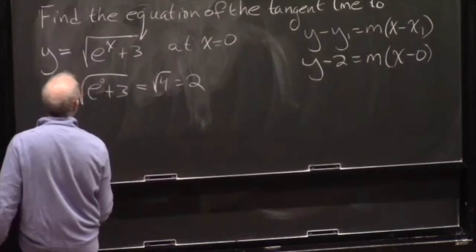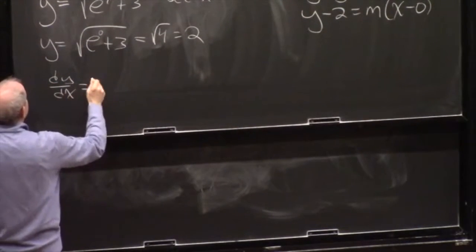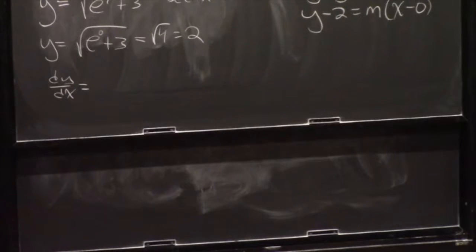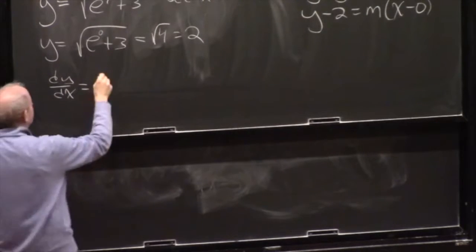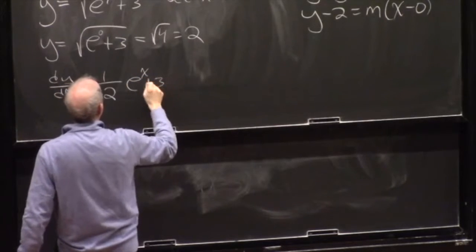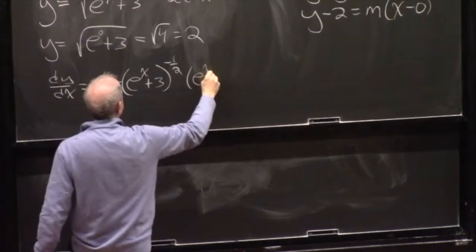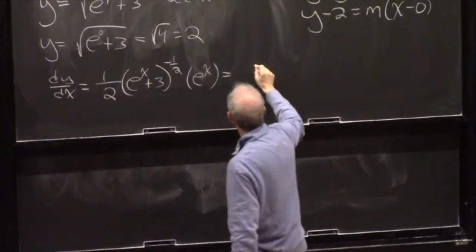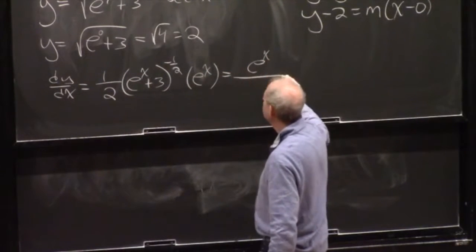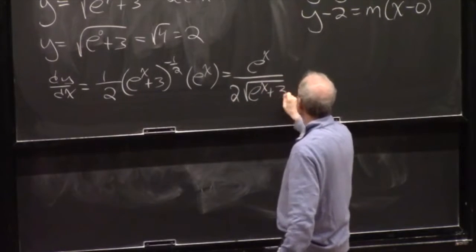All right. Now let's find the derivative. dy/dx equals, so this is (e to the x plus 3) to the half. So it's 1/2 (e to the x plus 3) to the minus a half times e to the x. Or in other words, e to the x over 2 radical (e to the x plus 3).